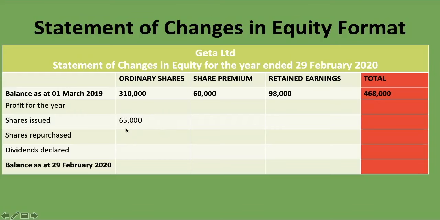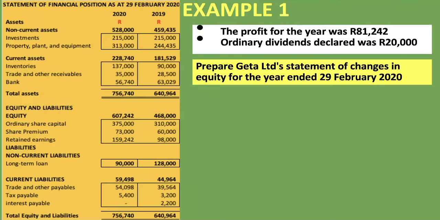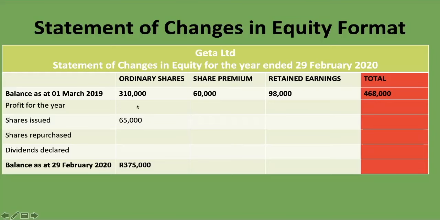And shares repurchased, we're not told anything in our information concerning shares repurchased. We'll put them in brackets if we repurchased any shares. And as you can see here, we have nothing on shares repurchased, so we are fine with that. So we just add the two together, 310,000 Rand plus 65,000 Rand of the shares we issued, and we get 375,000 Rand. That is the balance as at the 29th of February 2020, meaning our closing balance.